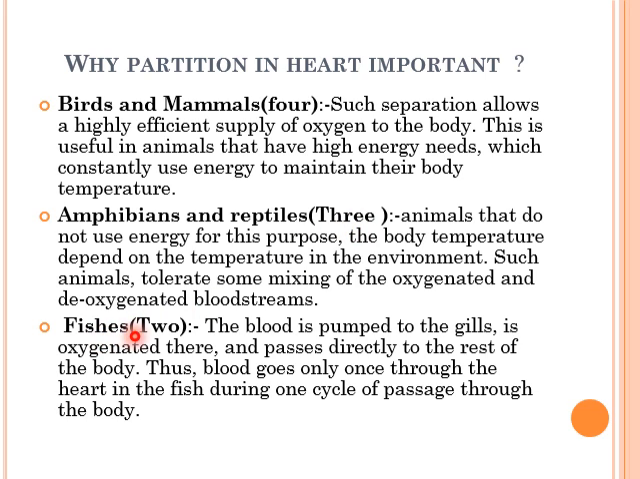Now, fish have a 2-chambered heart. The blood is pumped to the gills, and it gets oxygenated and passes directly to the rest of the body. Thus, blood goes only once through the heart in fish in one cycle, and because of this reason it is called single circulation.